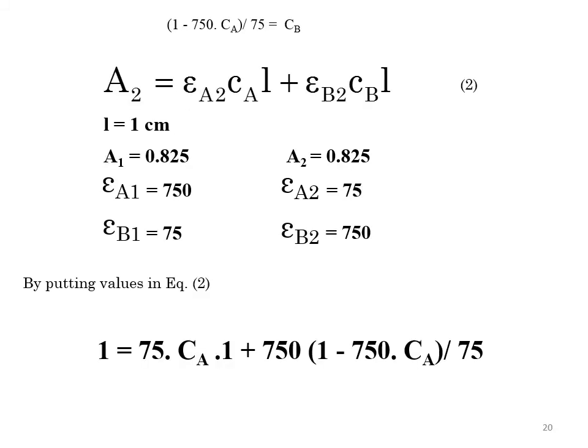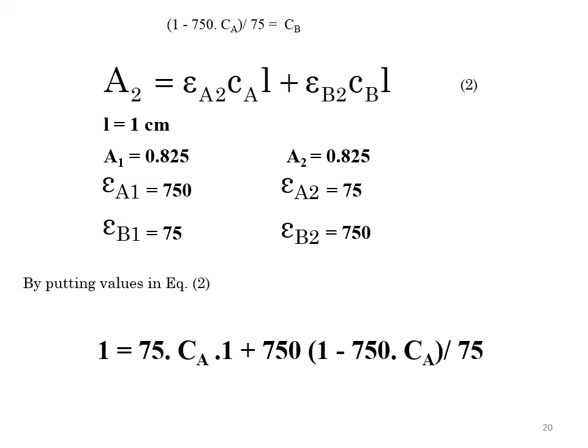Once we have calculated the value of CB in terms of CA, then we can put this value of CB in equation number 2, and also we have to place the values of other parameters in equation number 2. Then we can calculate the value of CA as shown over here. In this equation number 2, when we put the value of A2 which is equal to 1, then 1 becomes equal to the value of epsilon A2 is 75, while the value of CA is to be determined. The value of L is equal to 1.